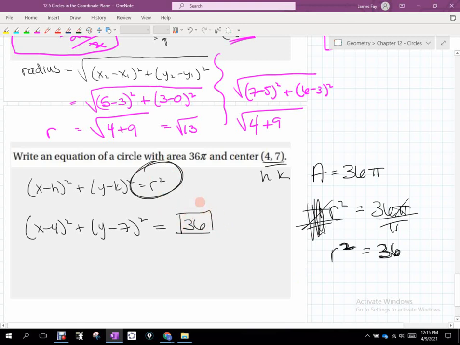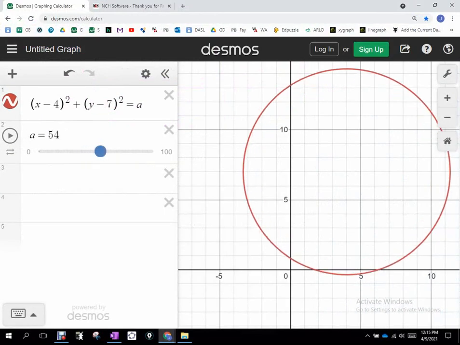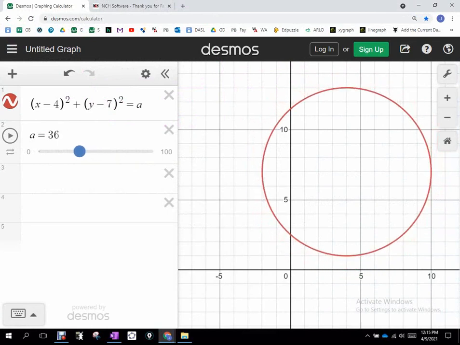So I'm going to put 36 there. So then that would be the one circle that we're looking for. It has a center of (4, 7) and now an area of 36 pi. Does that kind of make sense on how to do that?